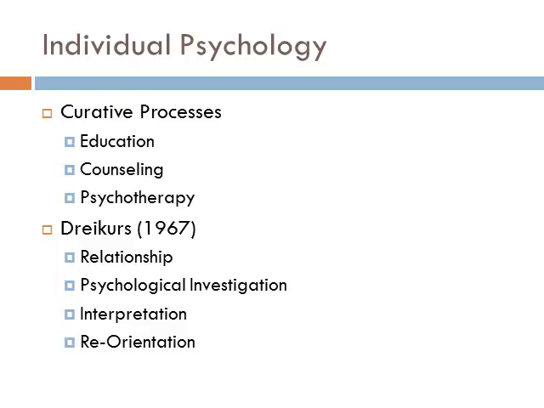Rudolf Dreikurs spells out 4 phases of psychotherapy: relationship, psychological investigation, interpretation, and reorientation. While the first phase seems to fall under the bond construct of the working alliance, the other 3 phases define tasks of individual psychology psychotherapy.